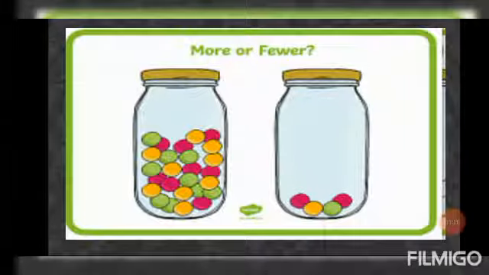Here we have this concept of more or fewer. Here you can see 2 jars. In each jar we have some balls. In which jar we have fewer balls? Yes, we have fewer balls in the right jar. In which jar we have more balls? Yes, we have more balls in the left jar. In the right jar we have fewer balls, and in the left jar we have more balls.